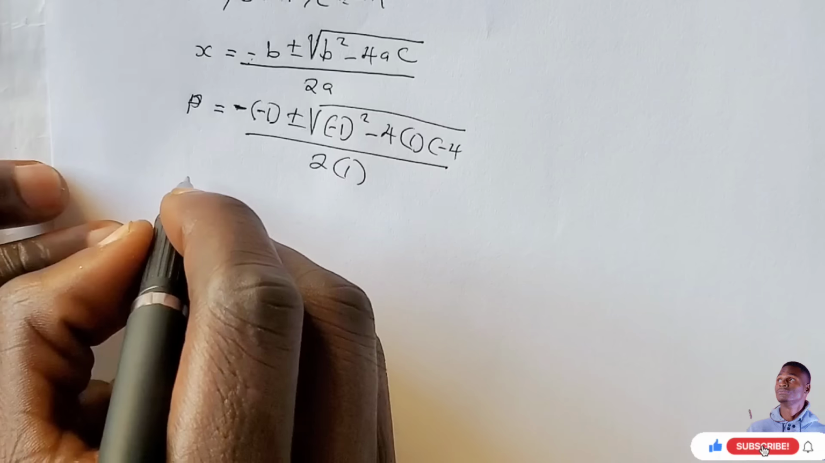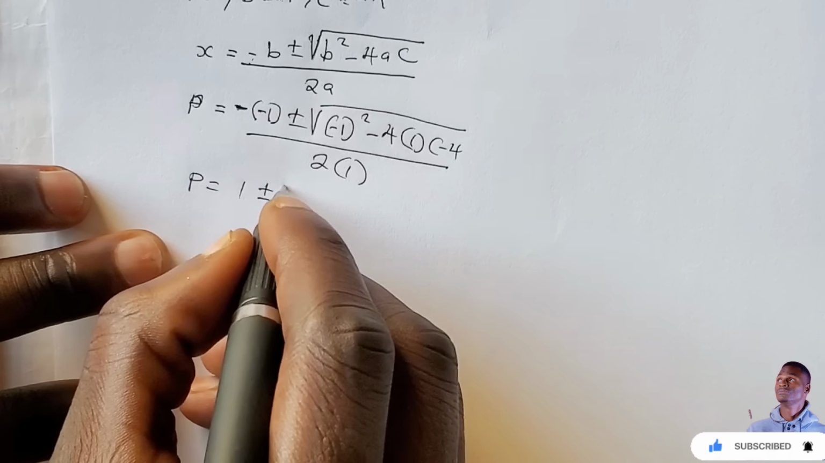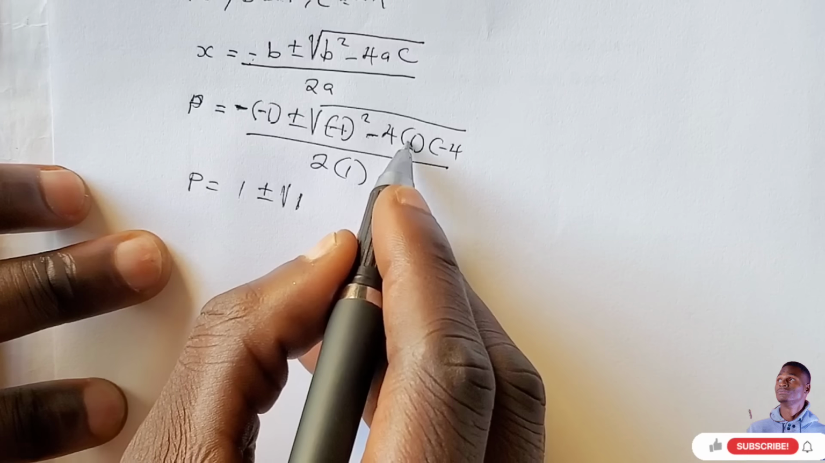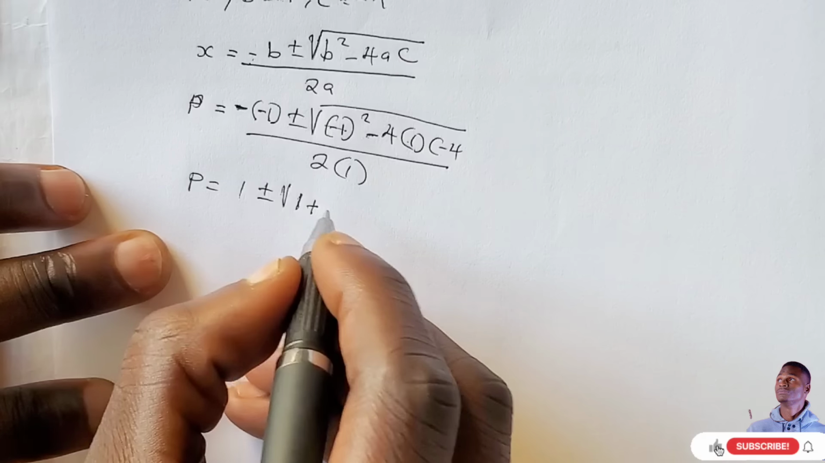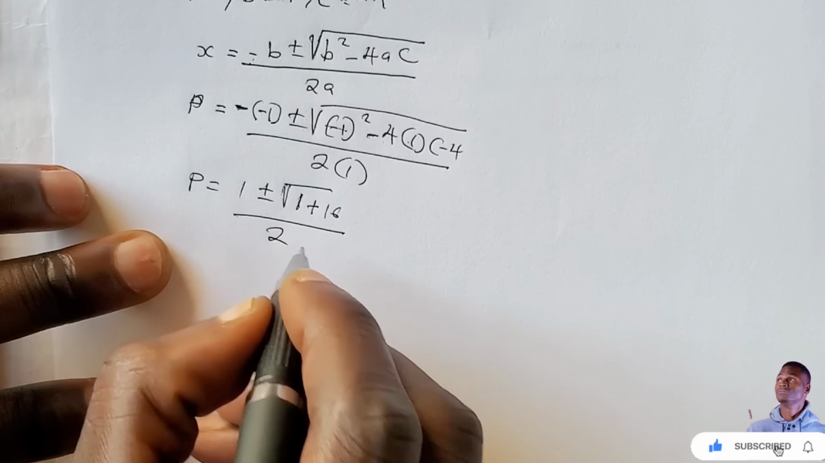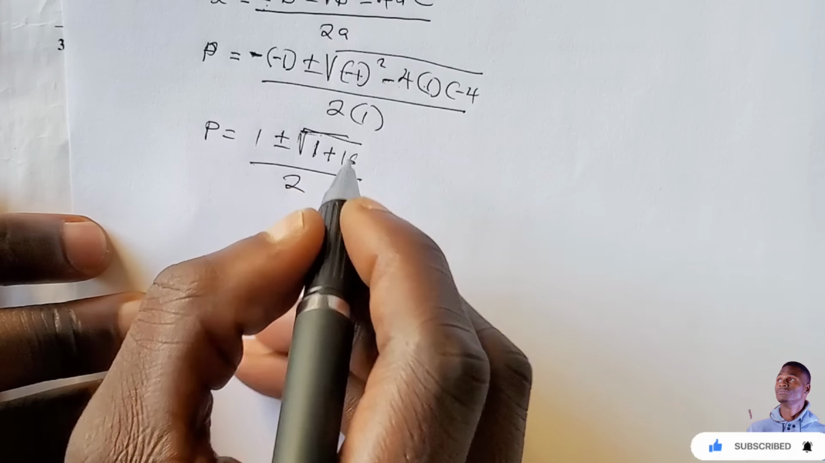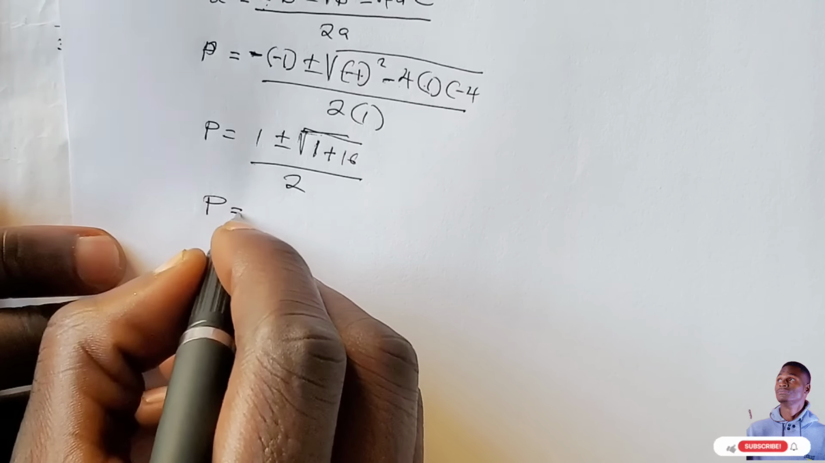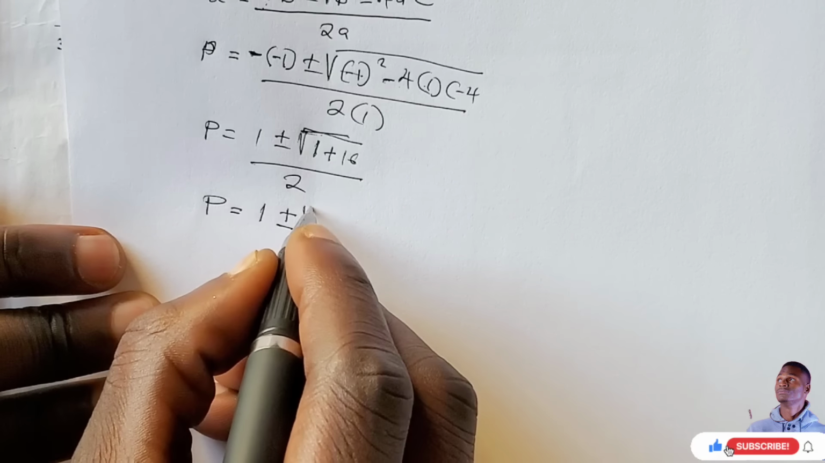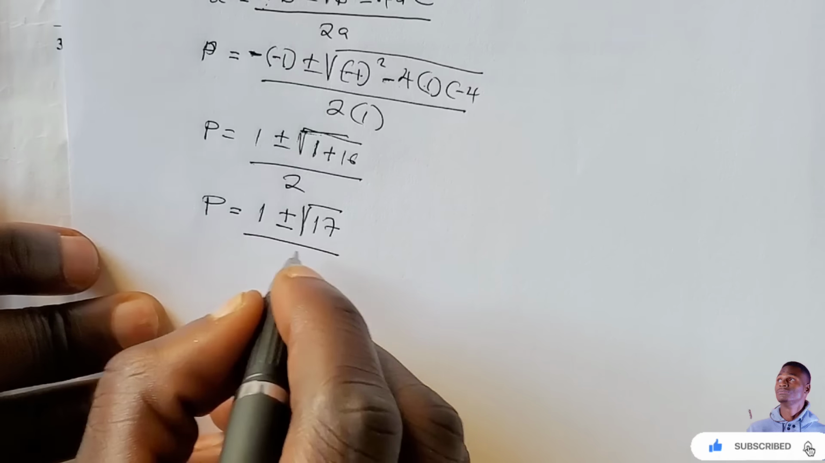So here p is equals to negative times negative, positive 1, then negative 1 squared is just positive 1. Negative times positive times negative is positive. 4 times 1 times 4, 16. Very simple. 2 times 1, 2. Simple calculations. You are there in the exam solving serious business. 1 plus or minus the square root of 1 plus 16, which is 17, over 2.